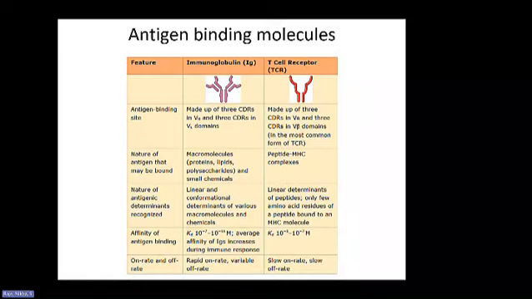And the immunoglobulins have a rapid on rate and variable off rate versus the TCR, which means the antigen binds to it quickly, and then some of them can come off pretty quickly. Some of them will take time. TCR, on the other hand, takes time to bind to the antigen, and then it takes a while before it comes off.